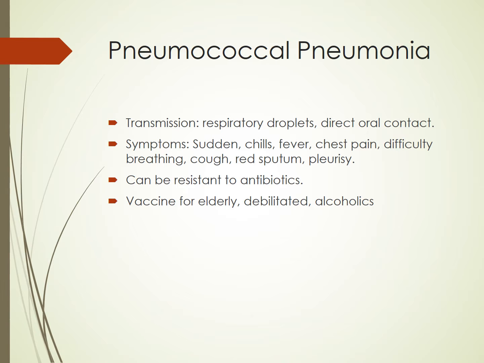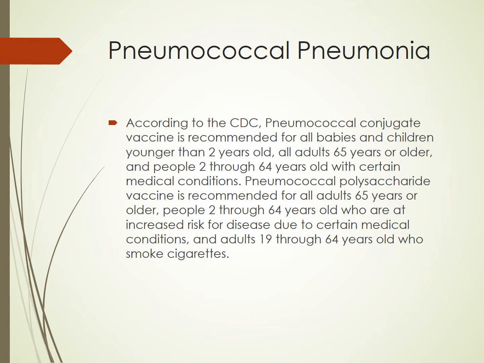So what is recommended is a vaccination for the elderly, people that are immunocompromised, debilitated people, people that are in nursing homes, and alcoholics as well. According to the CDC, pneumococcal conjugate vaccine is recommended for all babies and children younger than 2 years old, all adults 65 years or older, and people ages 2 through 64 years old with certain medical conditions.